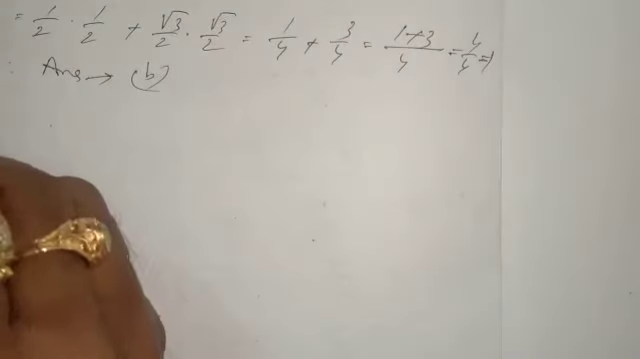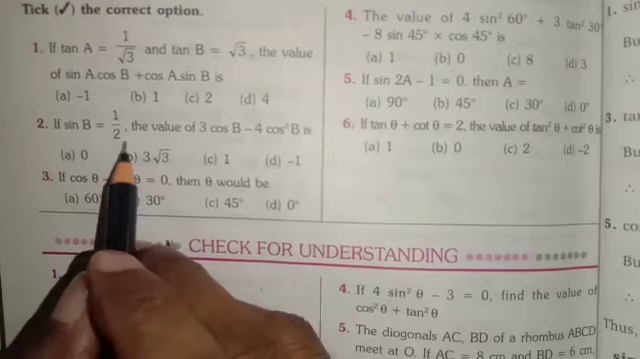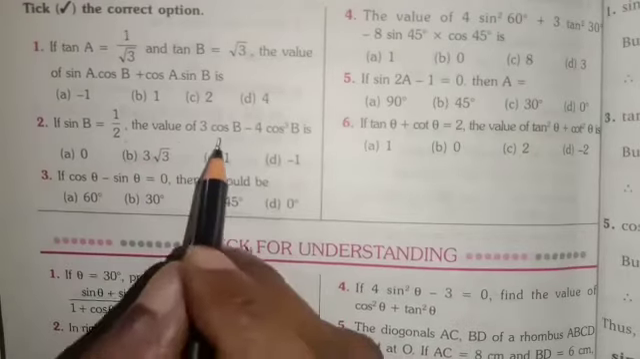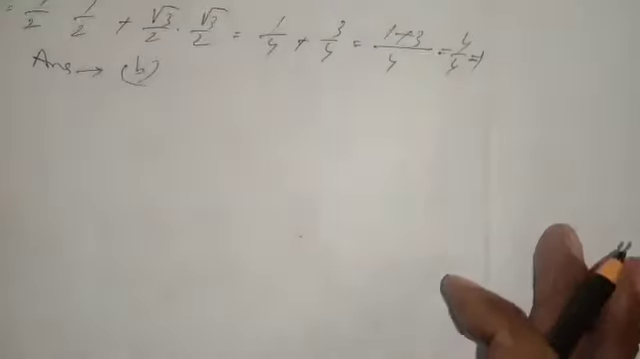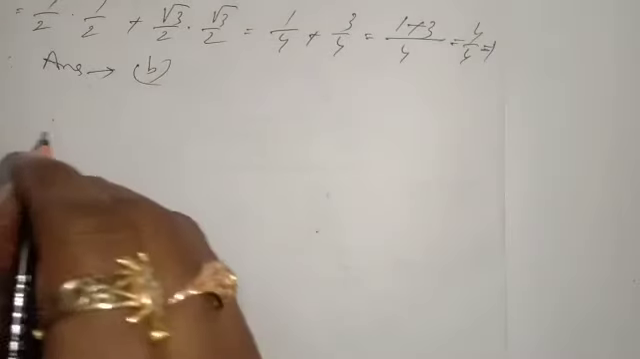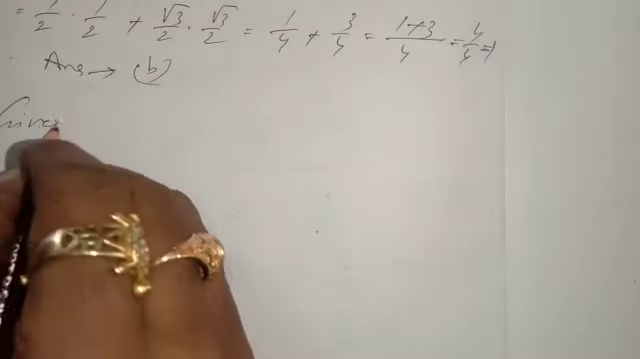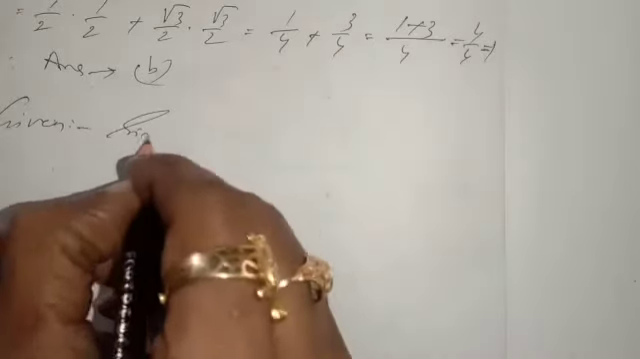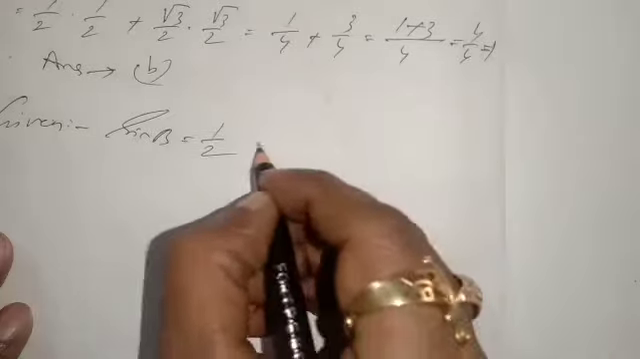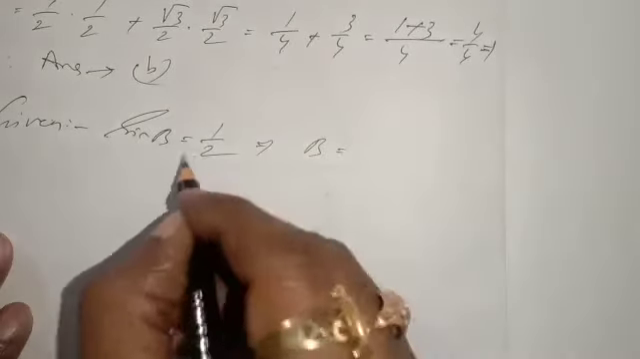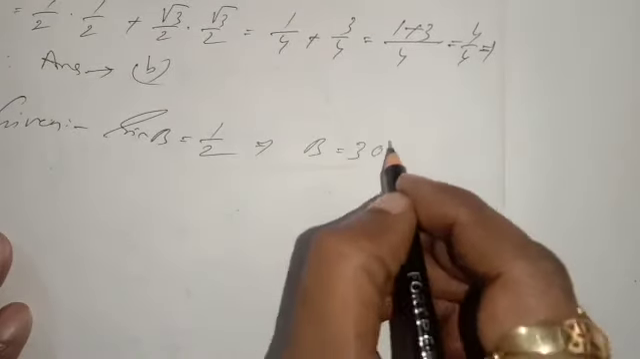What is given in number 2? Just to see. If sin B is equal to 1 by 2, then find the value of 3 cos B minus 4 cos square B. Sin B is equal to 1 by 2. So this implies B will be how much? Sin 30 is 1 by 2. B will be 30 degree.